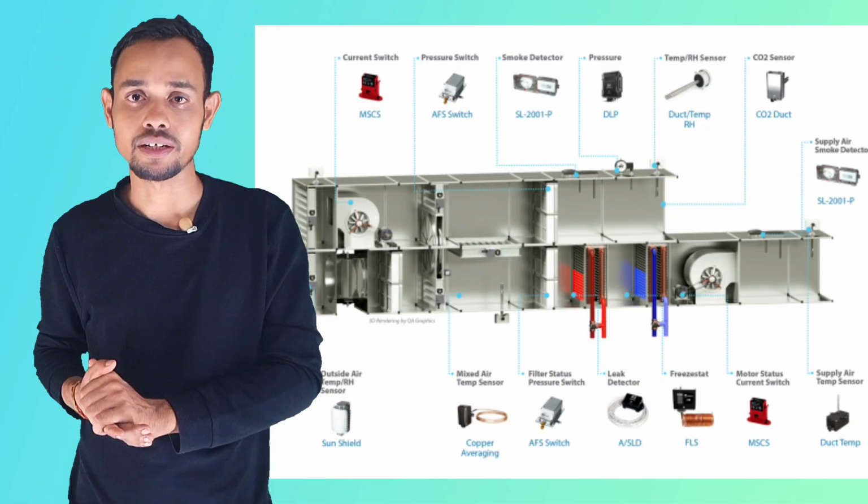Real life example. Let's see the hospital AHU. Okay, in a hospital AHU, temperature, humidity, CO2 and pressure sensors are critical because infection control is a priority. Okay, if humidity becomes high, the BMS immediately activates dehumidification. Okay, if CO2 increases, the fresh air damper automatically opens.